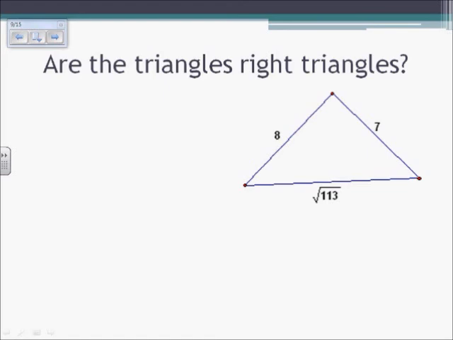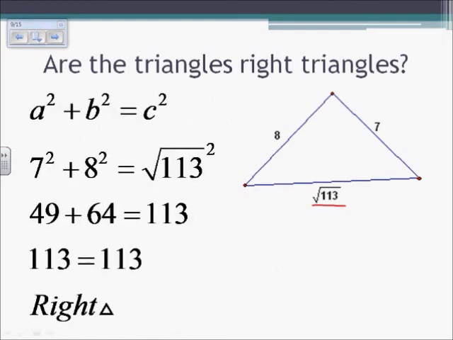We have sides of 7, 8, and the square root of 113. The key to setting this up is to figure out which side is the largest. The largest side has to be the hypotenuse if we have a right triangle, but we need to determine whether or not we have one. If you're not familiar with the square root of 113, you know that the square root of 100 is 10, and 10 is bigger than both 8 and 7. So therefore, this would have to be our C value to test out.